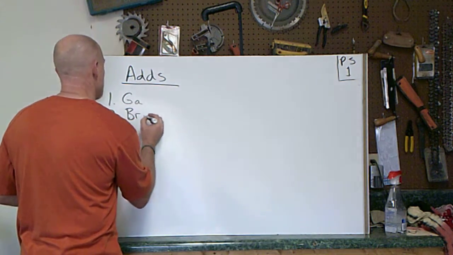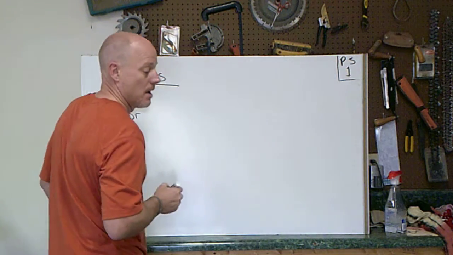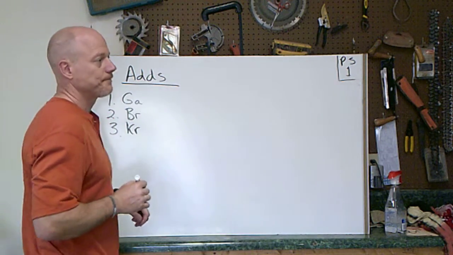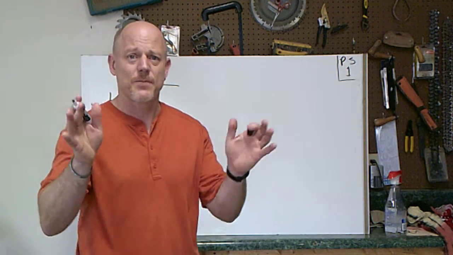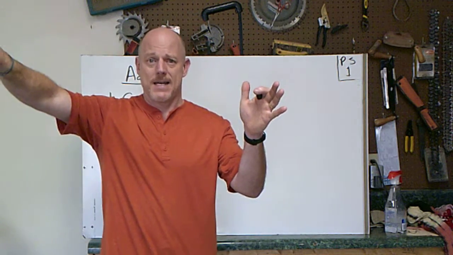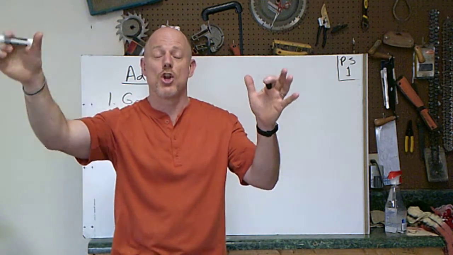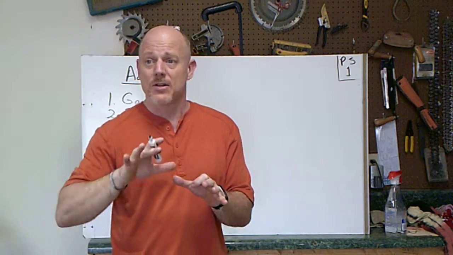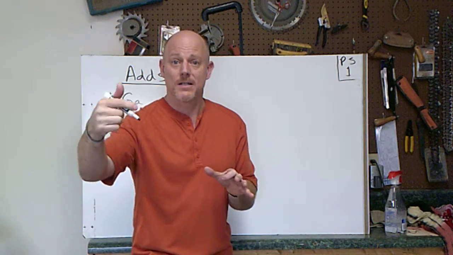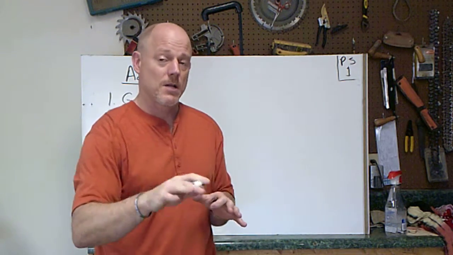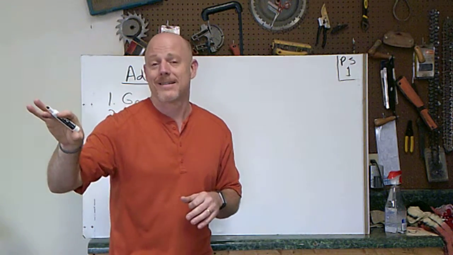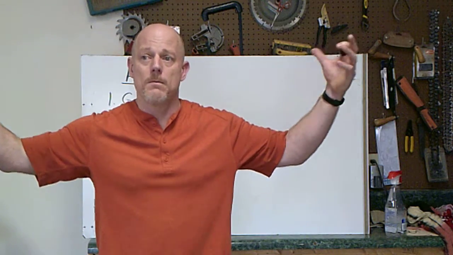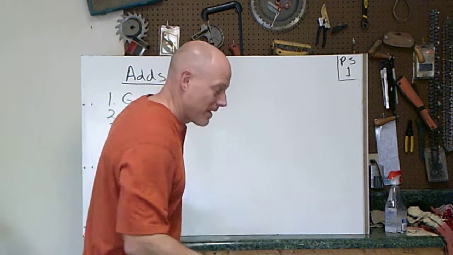Two, Br. Br is bromine. Three, Kr. Kr is krypton. Now, if you check out the periodic table, the far right side column is going to be the noble gases. These are all stable gases, and they're really cool, like neon, radon, xenon, krypton. We're going to look at them later. They don't bond with anything because they're stable. If you're stable, you have no need to form compounds with other things. So that's krypton.